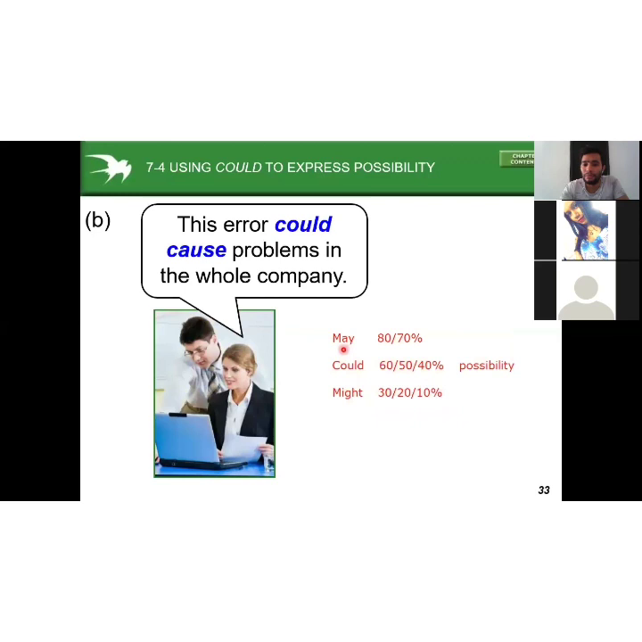So we can use may, could, and might so far to talk about possibility, guys. So is this percentage table clear to you, or do you still need any further explanation, guys? Is it clear or not? Clear. Great, it's clear. Can we continue?